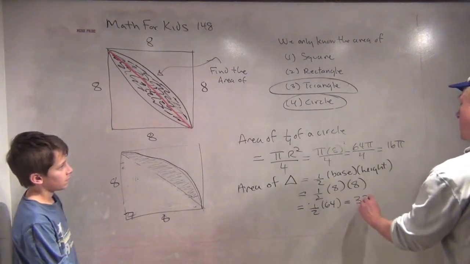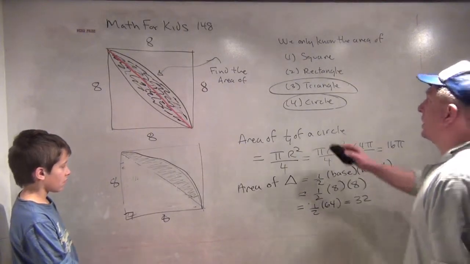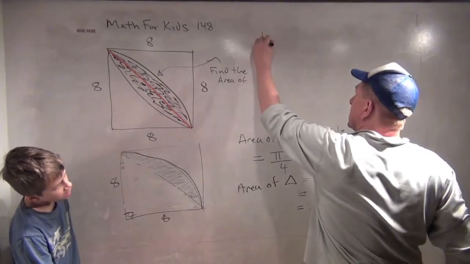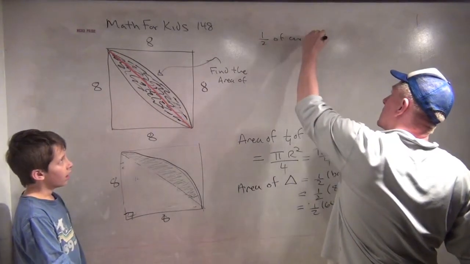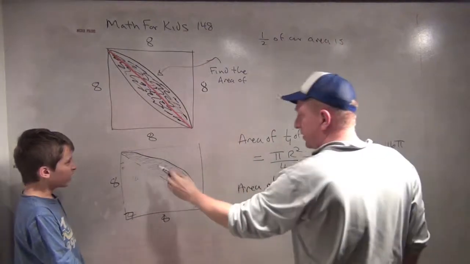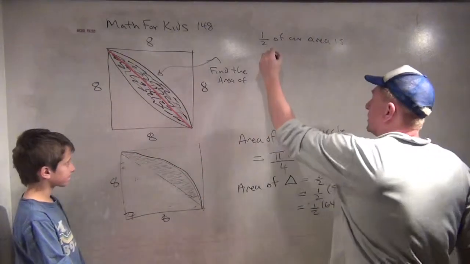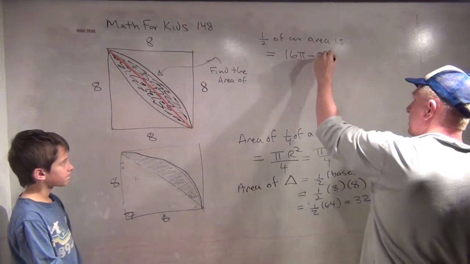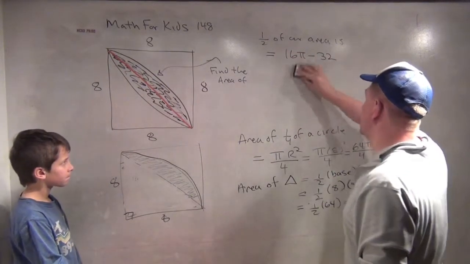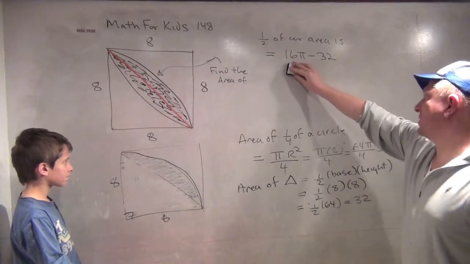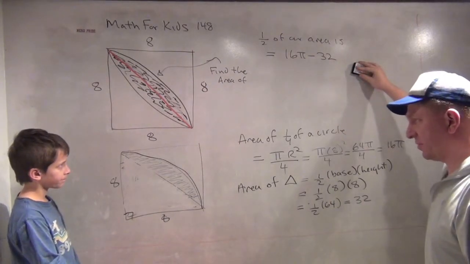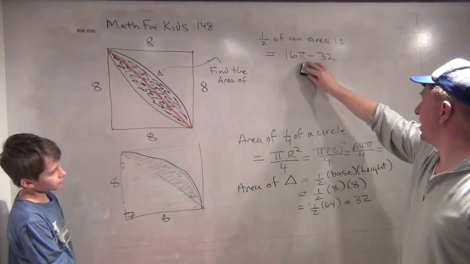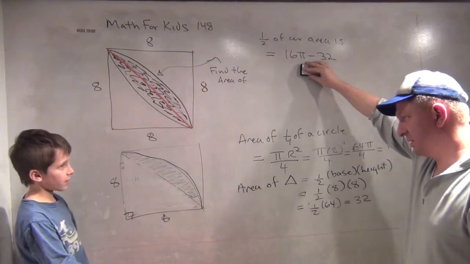Okay. So I'll have to go up here now. So half of our area is this little bit up here, which is 16 pi minus 32. Now we should do a quick little check and make sure that 16 pi minus 32 is not some crazy number and is at least a positive number. Why do we want 16 pi minus 32 to be positive? Because you can't have a negative area.